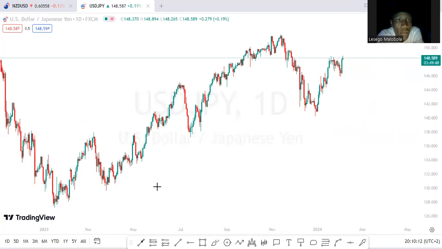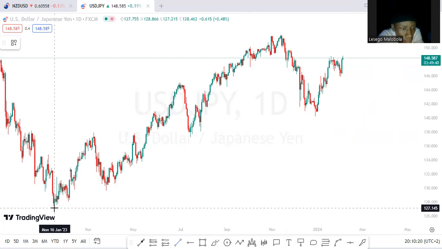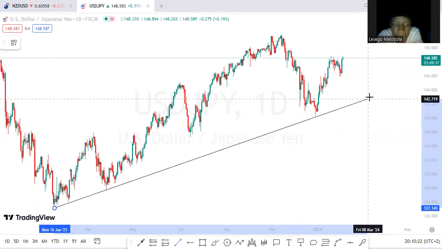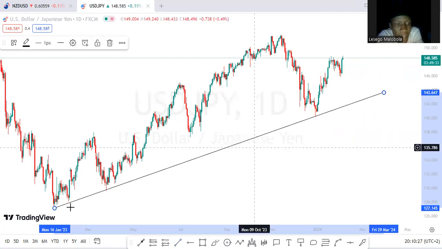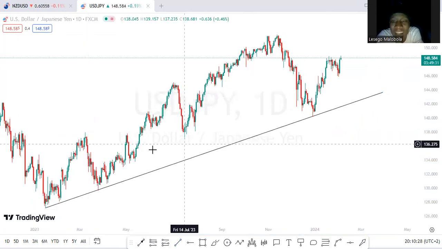What's going on? Let me just start to analyze the charts. Looking at USD JPY from the daily time frame, I can clearly see that price is giving us a series of higher highs and higher lows.